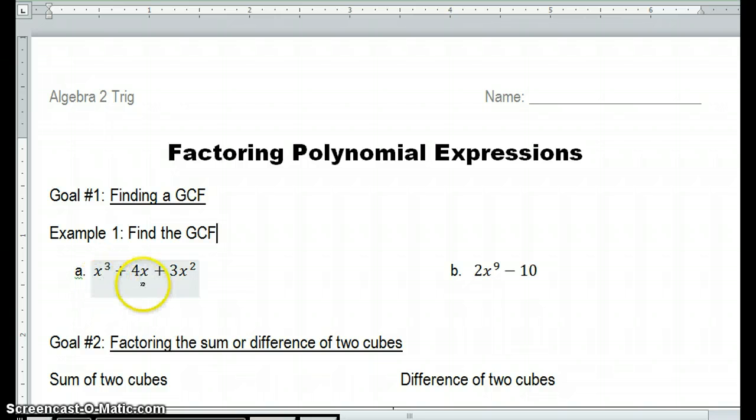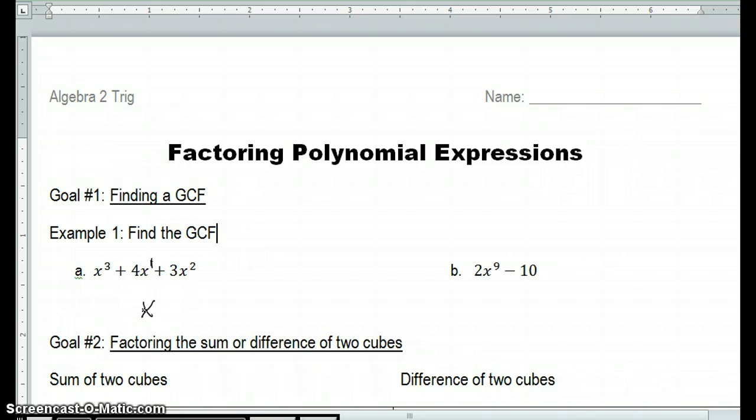I have an x cubed, a plus 4x, and a 3x squared. So clearly I can't factor out a number because I'd have a 1, a 4, and a 3, and I can't find a number that goes in all three of these. But I do have a variable in each term. So whenever you're finding a GCF, the variable with the lowest power can be your GCF. So I have an x to the first, x squared, and x cubed. So my GCF is just x. Alright, and that problem's done.